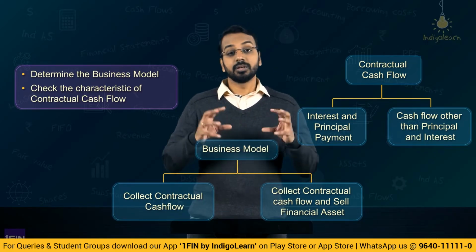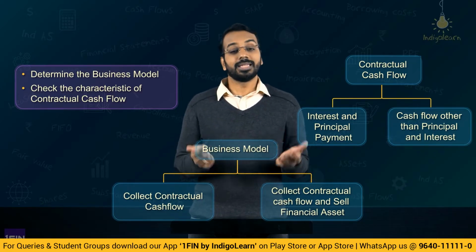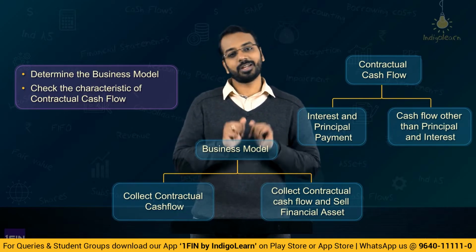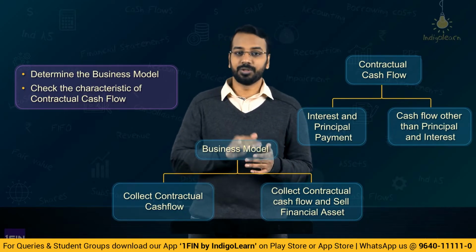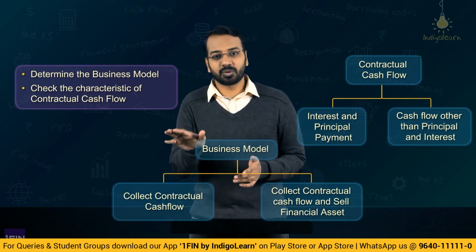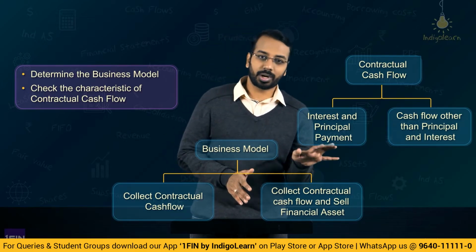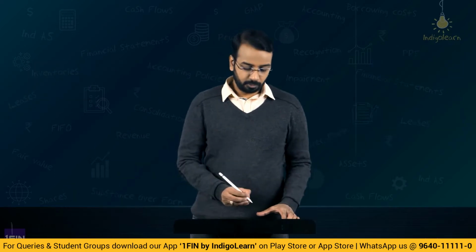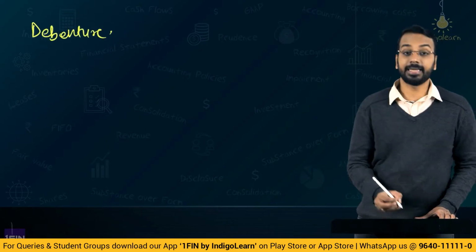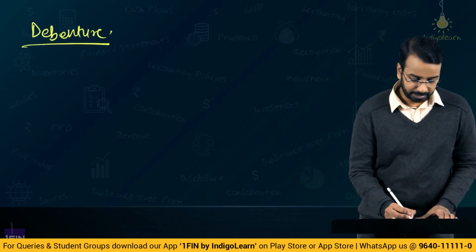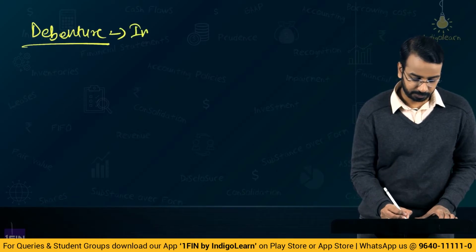I am repeating once again. First you determine the business model, then you check the characteristic of contractual cash flow. Under the characteristic you will check whether it is only the cash flow related to principal or interest, or it includes other contractual cash flows as well. Now let's take an example of a financial asset again, a debenture, in which the entity has invested. So you have invested in a debenture.